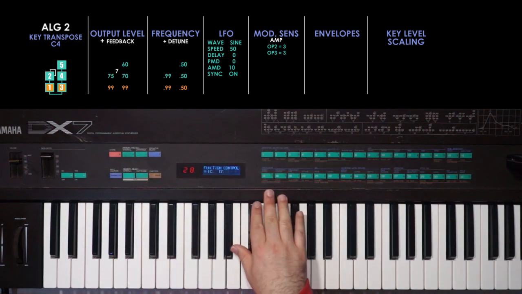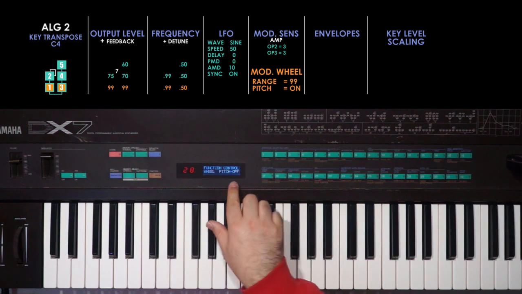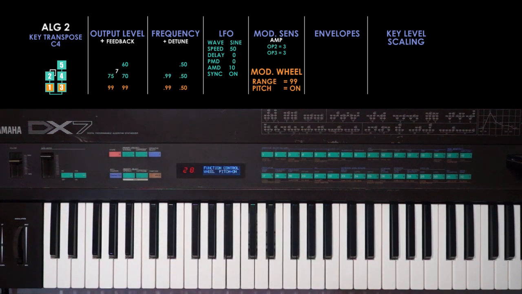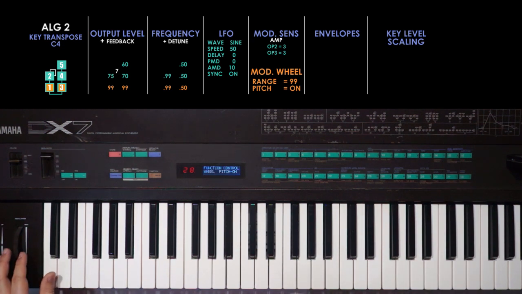Finally, we go to function and go to the modulation wheel. The wheel range is 99, and we're going to turn the wheel pitch control on. So that means we can use the modulation wheel on the left here to introduce the LFO however we prefer.